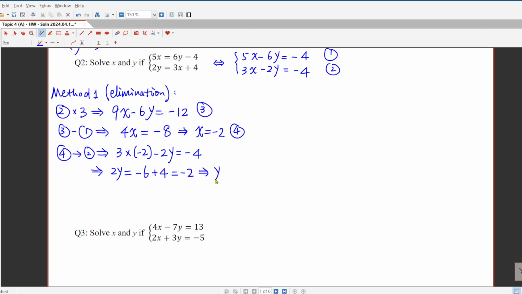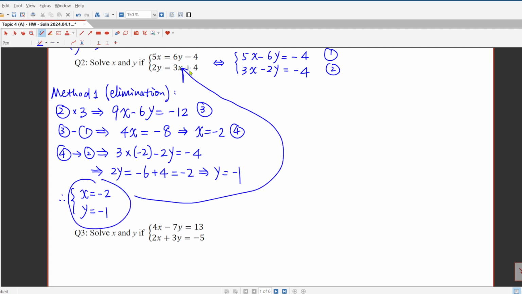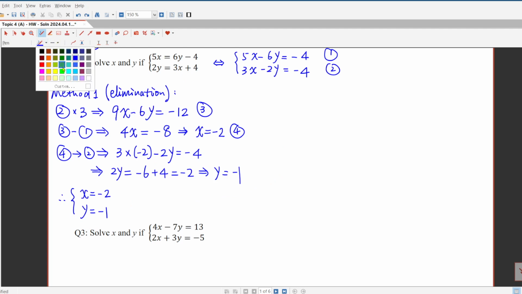And we know y must equal -1, right? And therefore we have found a pair of solution which is x equals -2 and y equals -1. Did you get it? And of course you can verify the result by putting the pair of solution into the original equation to verify if the pair of solution can satisfy both of the two equations.